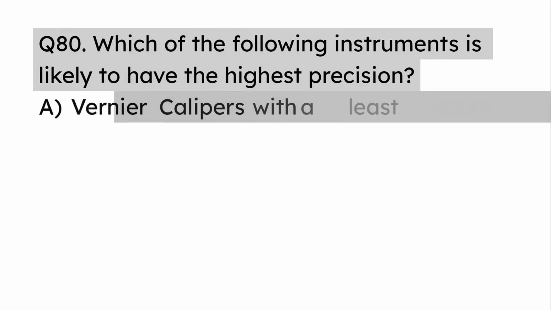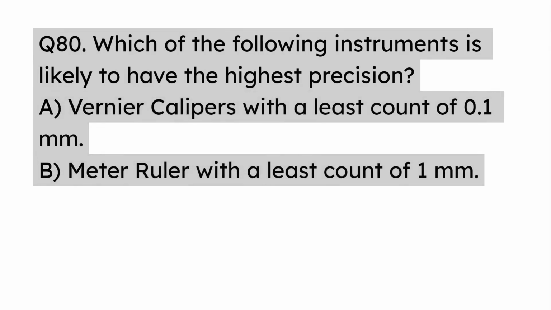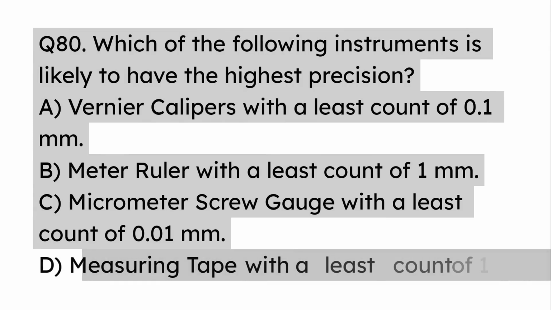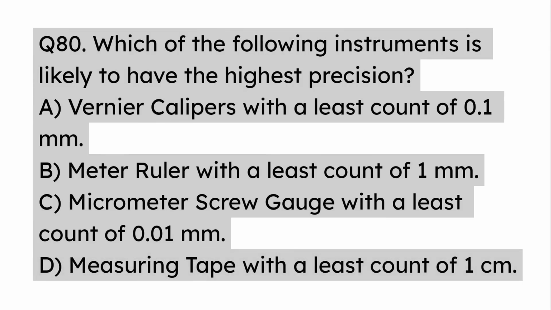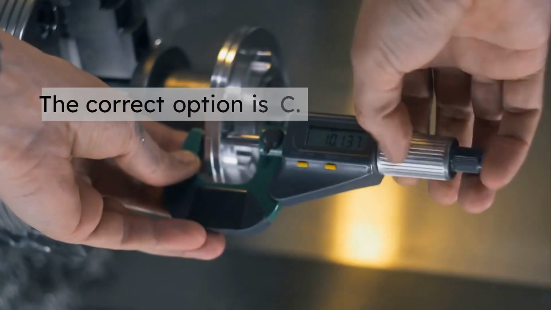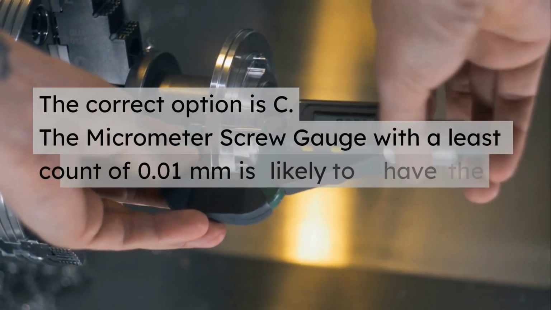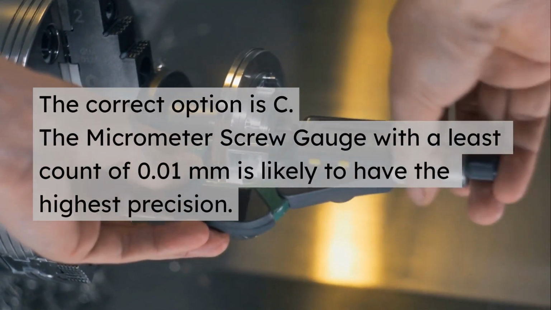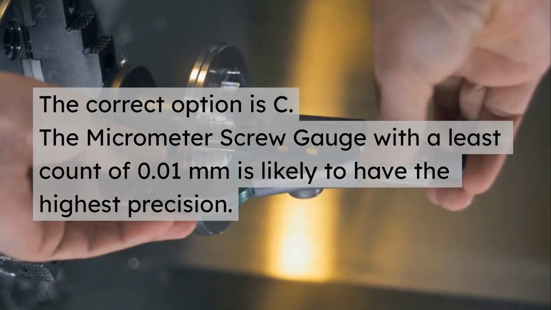Q80. Which of the following instruments is likely to have the highest precision? A. Vernier calipers with a least count of 0.1 mm, B. Meter ruler with a least count of 1 mm, C. Micrometer screw gauge with a least count of 0.01 mm, D. Measuring tape with a least count of 1 cm. The correct option is C. The micrometer screw gauge with a least count of 0.01 mm is likely to have the highest precision.